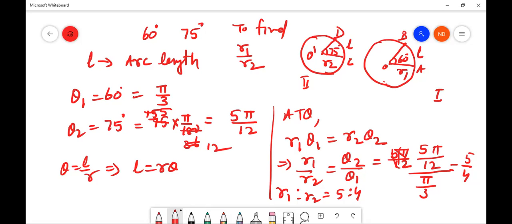trigonometry chapter. So next class we will be coming with ASTC rule and the quadrant system. Okay, so thank you so much.